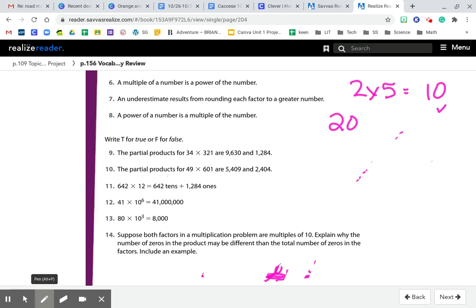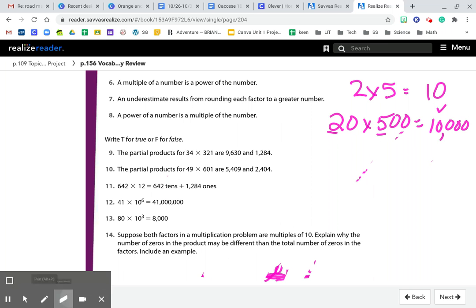So if you have 20 times 500, you're not going to have 3 zeros. You're going to have 4 zeros because 2 times 5 is 10. And then we're going to bring 3 zeros over, so we have a total of 4 zeros. All right.